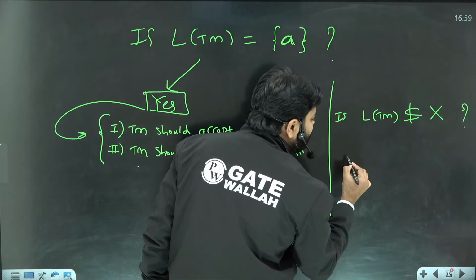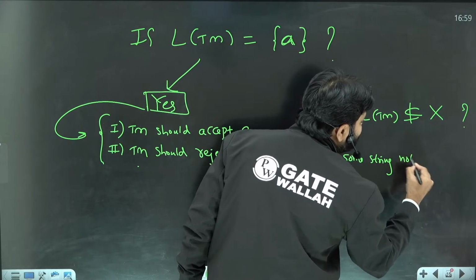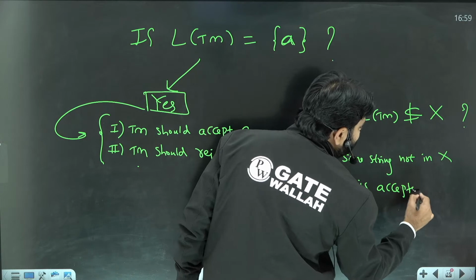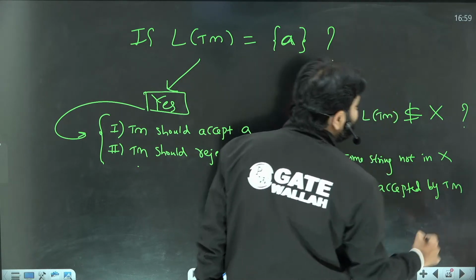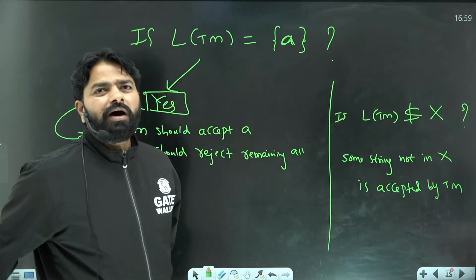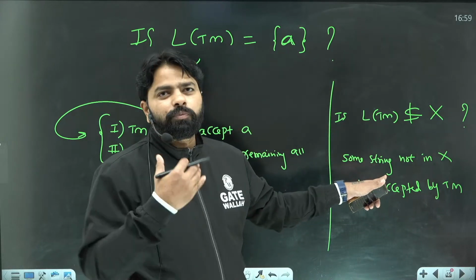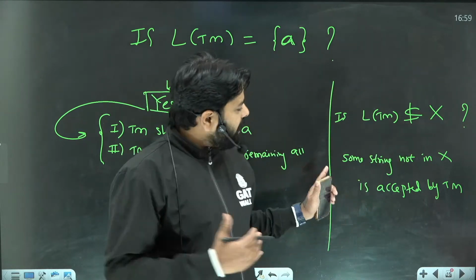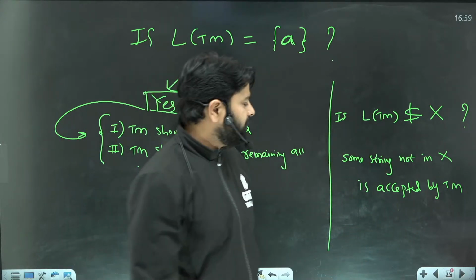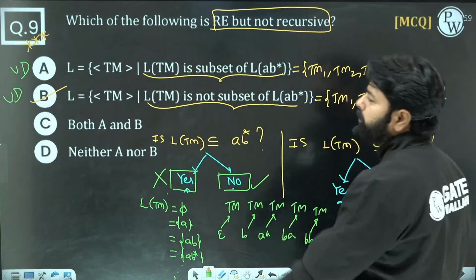Just verify that some string not in X is accepted by the TM. That's all. You converted this problem into something similar to the non-emptiness problem or membership problem. You need to guarantee that some string is not from X, generate those strings, and ask the TM every time by creating the threads. Okay. This is how S will have a logic. I hope you got the point, right?